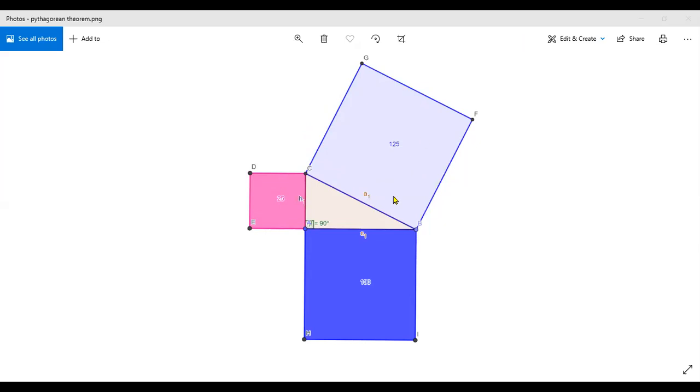In this video I am going to illustrate the Pythagoras theorem using the GeoGebra software. Please watch this video till the end. Let me open that software. Here we can draw different things in GeoGebra software. This is very amazing software. Here this is the GeoGebra software.